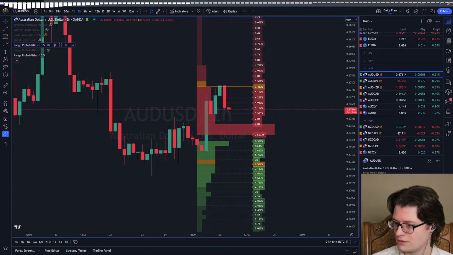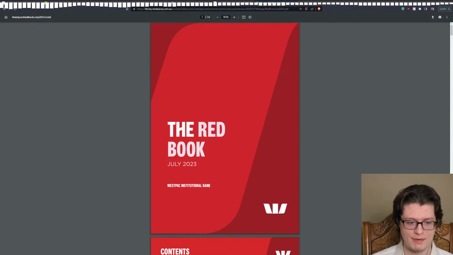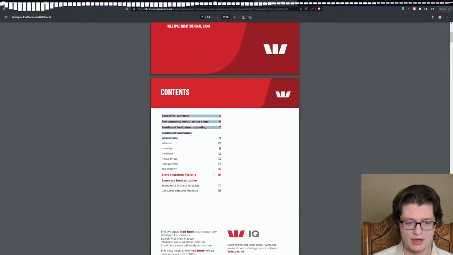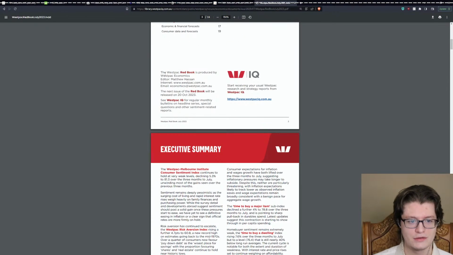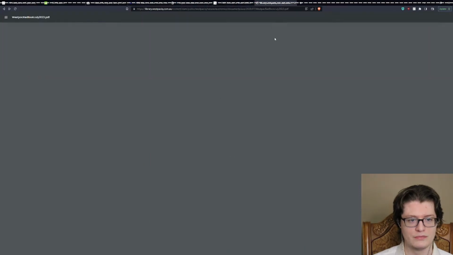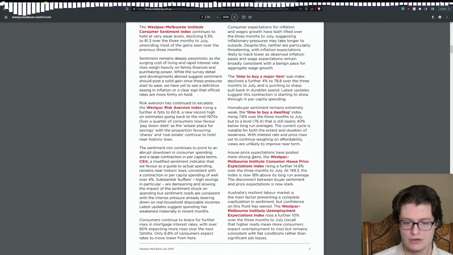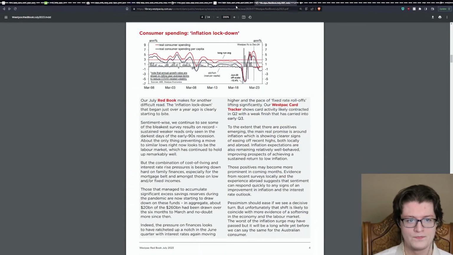So I'm going to show you guys a little bit of trade research stuff. This is Westpac's The Red Book. It's a whole breakdown of the Australian economy. 20 pages. Look at that. Produced by all these guys, going over all these macroeconomic indicators, telling you why they're important for Australia.